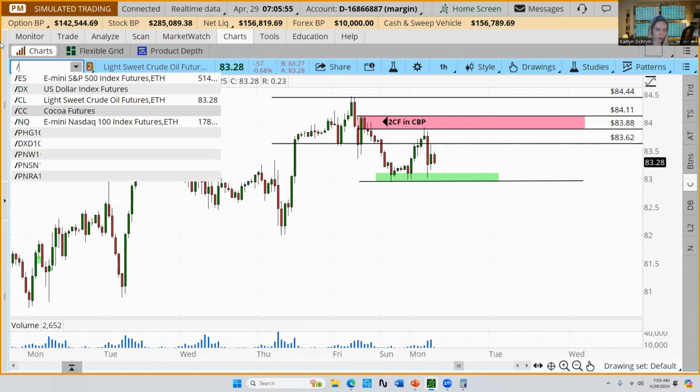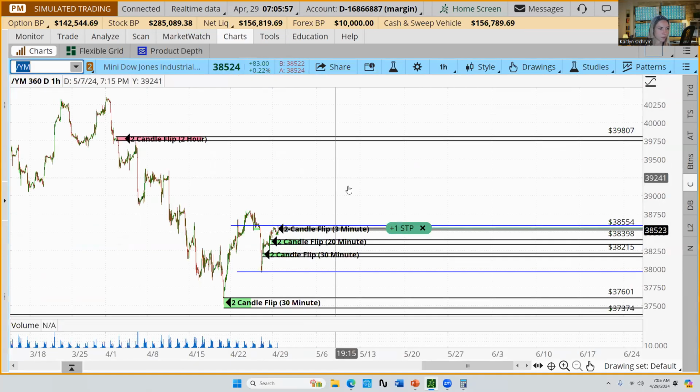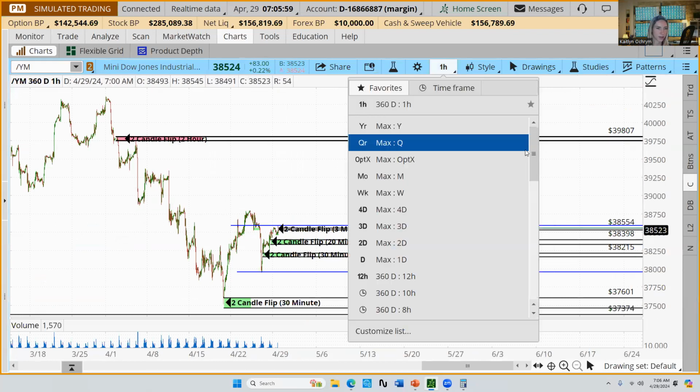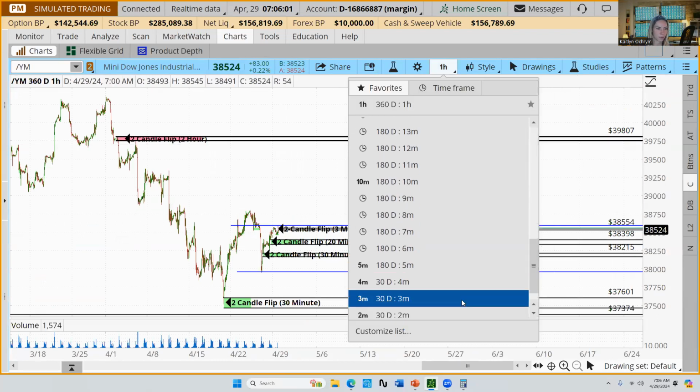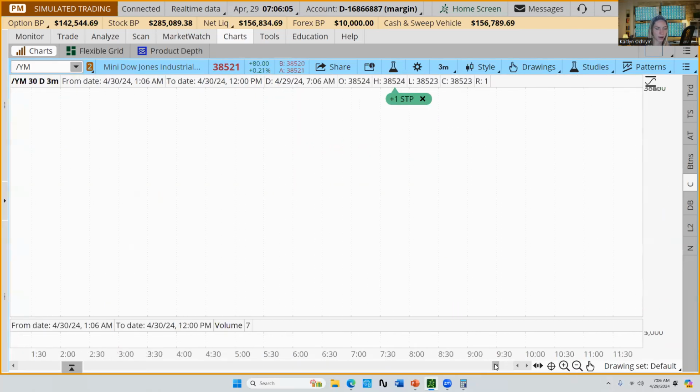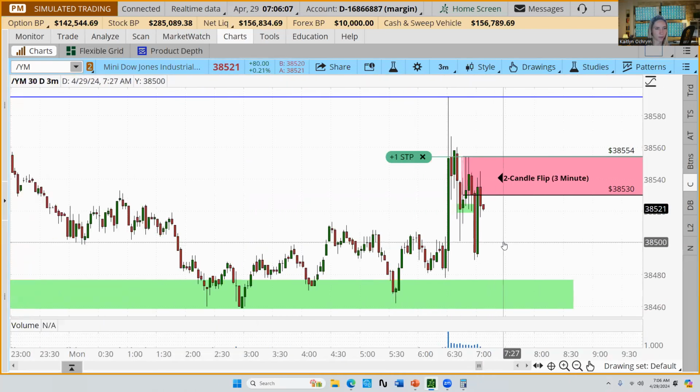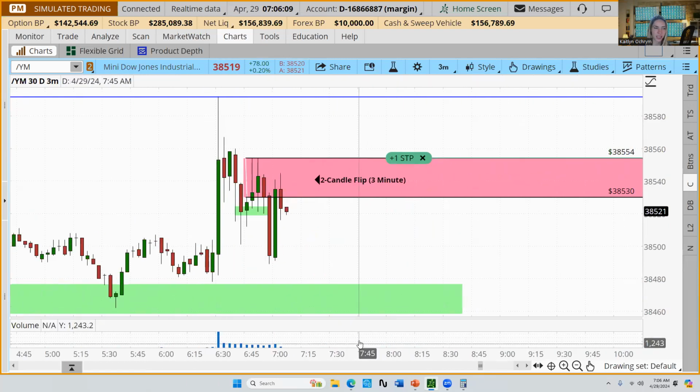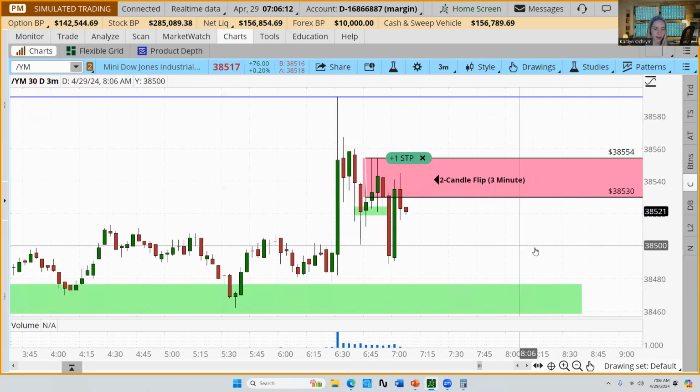And then again, lastly, Dow. 3-minute. There we go. A little bit more confirmation. Again, choppy market conditions, take profits ahead of time.